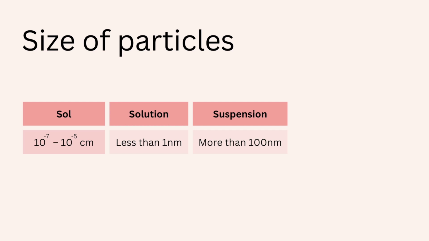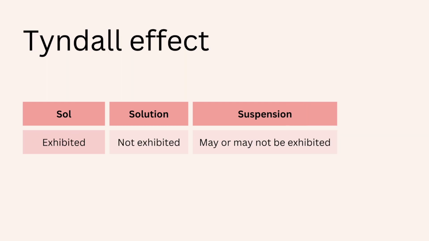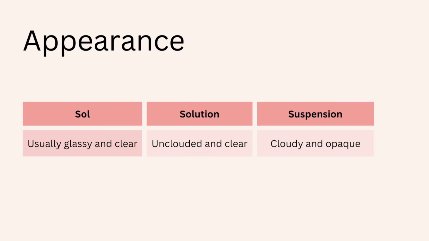Now these are things we have already seen. So the size of the particles is 10 power minus 7 to 10 power minus 5 centimeters in sol, less than 1 nanometer in solution, and more than 100 nanometers in a suspension. Now the next difference is the Tyndall effect. Sols exhibit the Tyndall effect, whereas solutions don't exhibit the Tyndall effect. You will not be able to trace the light, and suspensions may or may not exhibit the Tyndall effect based on the suspension. That is something that cannot be determined generically.